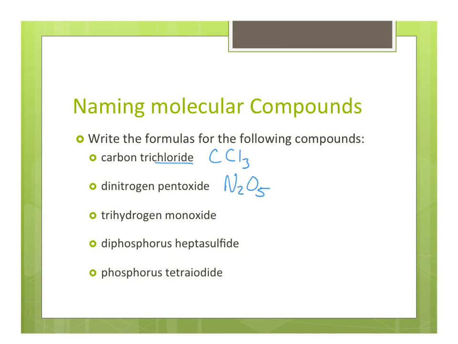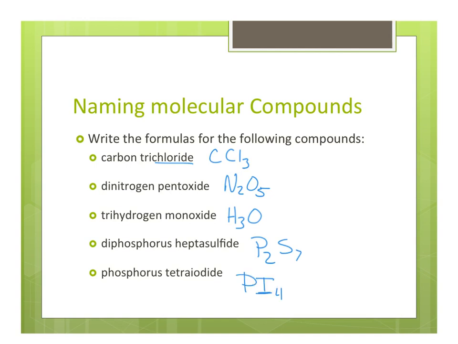For dinitrogen pentoxide, we have nitrogen and oxide, or oxygen. The di before nitrogen means 2. The pent before the oxide means 5. So we have N2O5. Trihydrogen monoxide. So the tri before the hydrogen is 3. The mono before the oxide is 1. So we have H3O1, but we ignore the 1. A di before phosphorus means we have 2, and a hept before sulfide means we have 7, so it's P2S7.